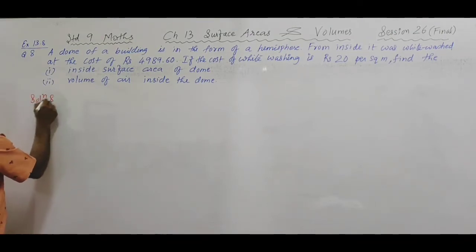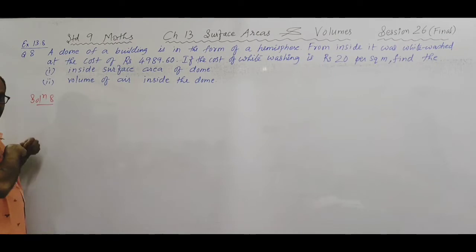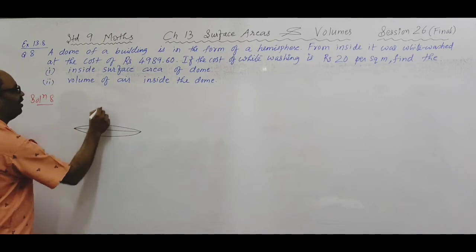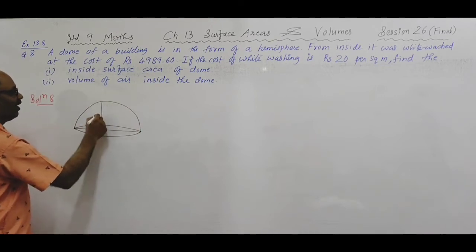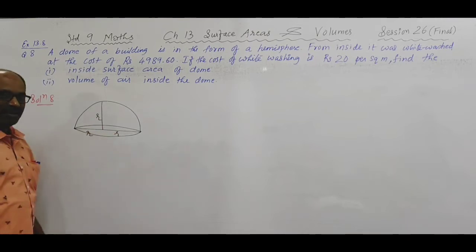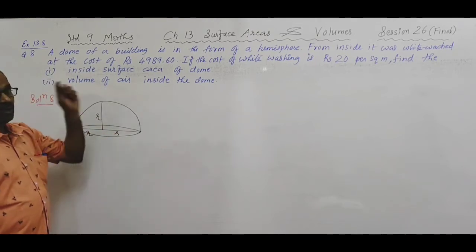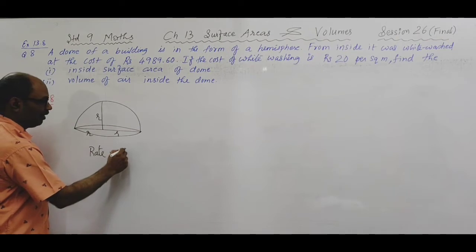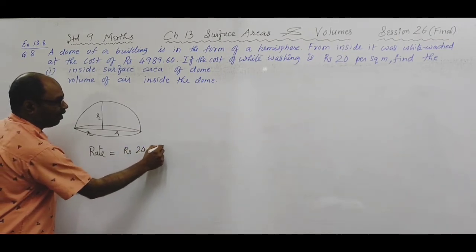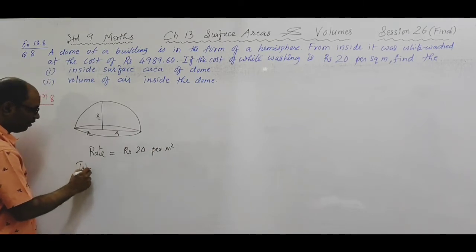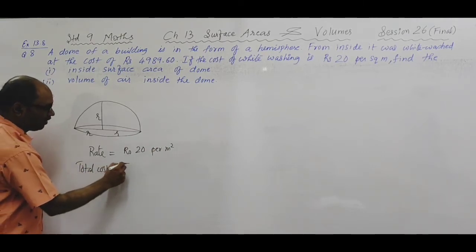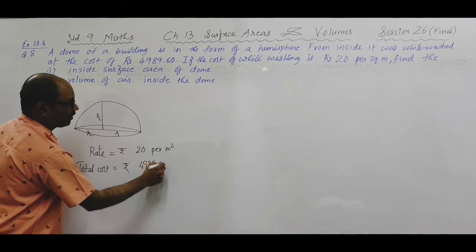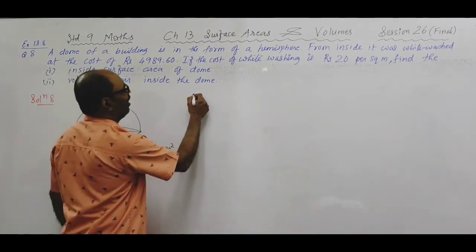Solution 8. Though not required, I have a habit of drawing the figure, so I'll do that. This is hemispherical, and this is its radius. What are you given? The rate of whitewashing: rupees 20 per meter square. And the total cost: rupees 4989.60. First, you can find the area.